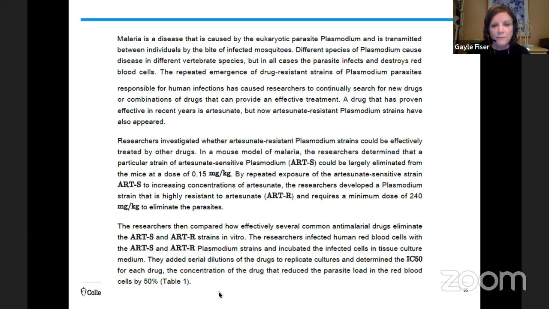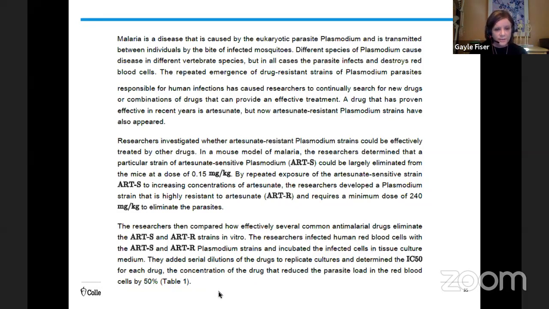All right, in a mouse model of malaria, the researchers determined that a particular strain of sensitive Plasmodium, and now we can refer to that as ARTS, could be largely eliminated from the mice at a dose of 0.15 milligrams per kilogram. By repeated exposure of the artesunate-sensitive strain, the ARTS, to increasing concentrations of artesunate, the researchers developed a Plasmodium strain that is highly resistant to artesunate, ARTR, and requires a minimum dose of 240 milligrams per kilogram to eliminate parasites. Okay, compared to the 0.15.